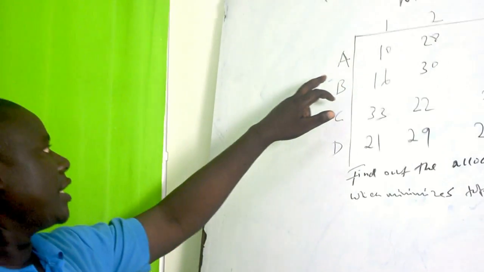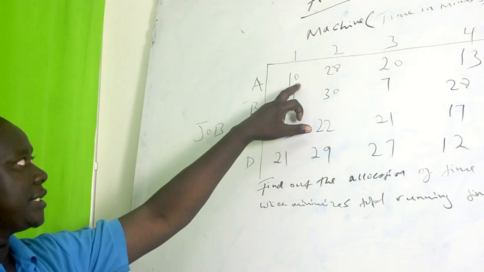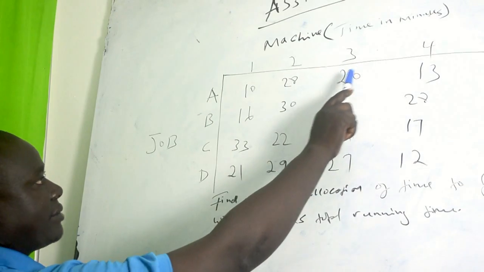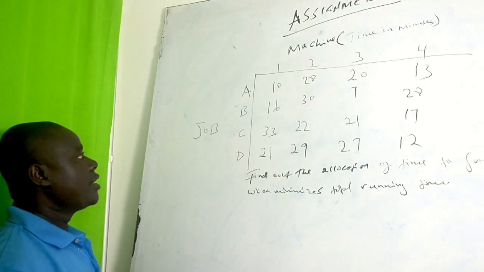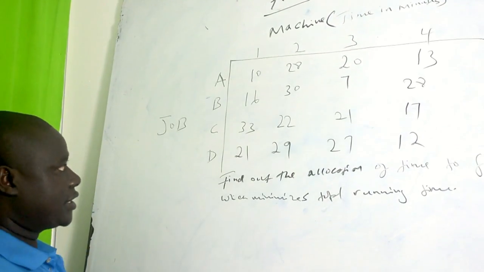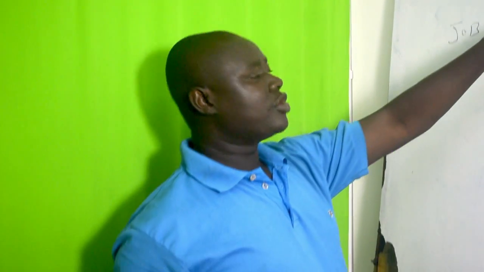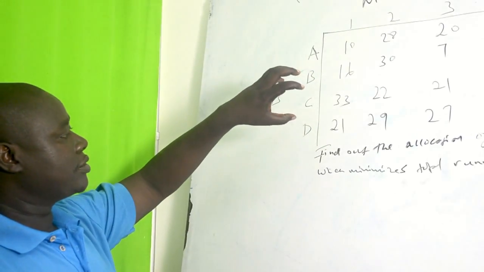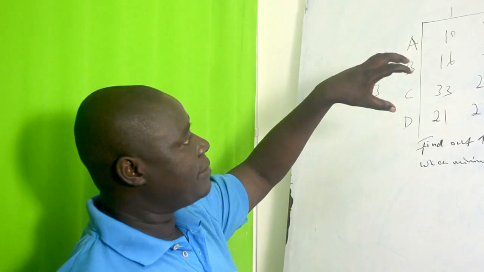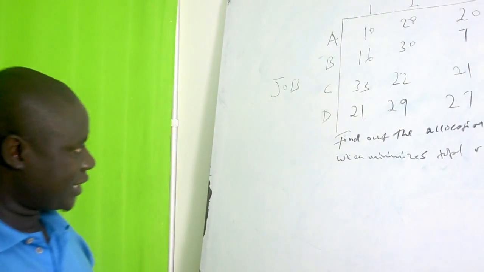So if you have job A, in machine 1 it can run 10 minutes. In machine 2 it can run 28 minutes. In machine 3 it can run 20 minutes. In machine 4, 13 minutes. If you come to B, it can run in 16, 30, 7, and 28 minutes. The same applies to C and D. Now, because these are ordinary time, we are being asked to find the minimum time. So we want to minimize time.